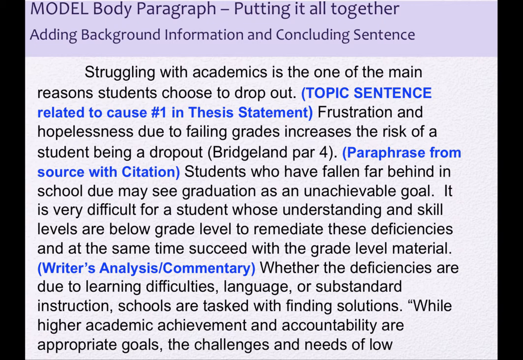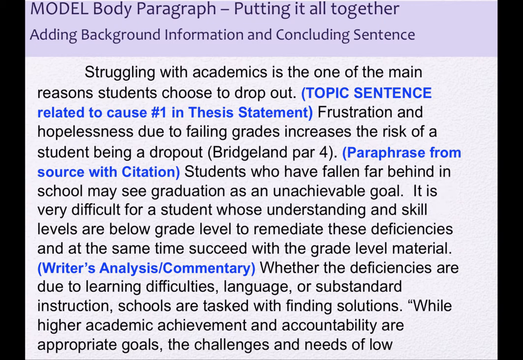Struggling with academics is one of the main reasons students choose to drop out. Frustration and hopelessness due to failing grades increases the risk of a student being a dropout. Students who have fallen far behind in school may see graduation as an unachievable goal. It is very difficult for a student whose understanding and skill levels are below grade level to remediate these deficiencies and at the same time succeed with the grade level material. Whether the deficiencies are due to learning difficulties, language, or substandard instruction, schools are tasked with finding solutions.